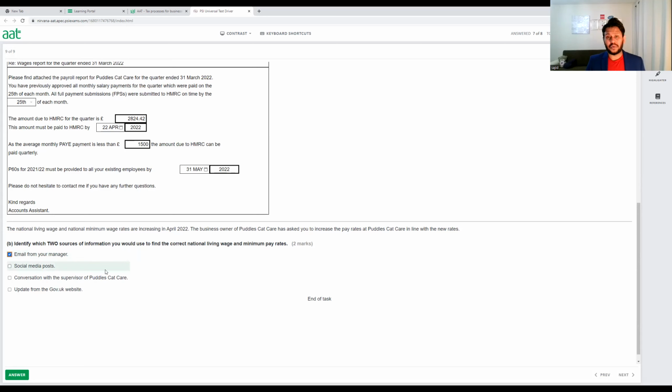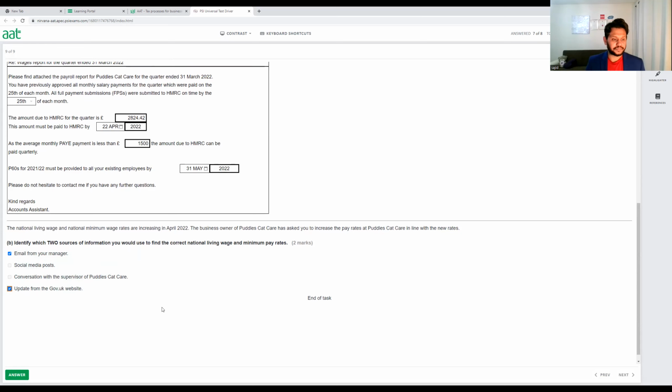Social media, no, we don't believe in social media. Conversation with the supervisor, no, we need a written confirmation. If you have a coffee with your manager and the manager says change the rate to this amount, don't do it, you need a written confirmation. Update from the government website, yes, we need to look at the government website for how much they are saying.